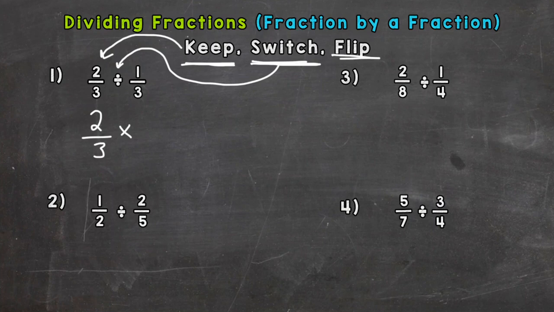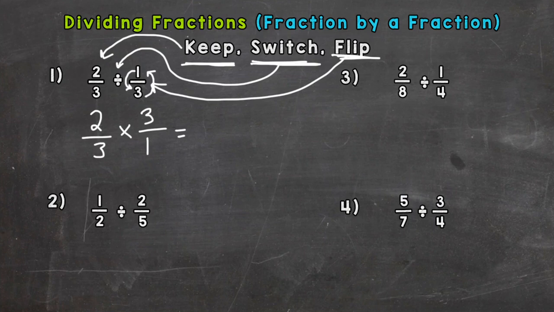And then lastly, we have flip. So we're going to flip that last fraction, or sometimes you hear it called the reciprocal, and that just means flipping the fraction. So the 3 is now the numerator, and the 1 is now the denominator. So 3/1. So that's how we set up our problem.